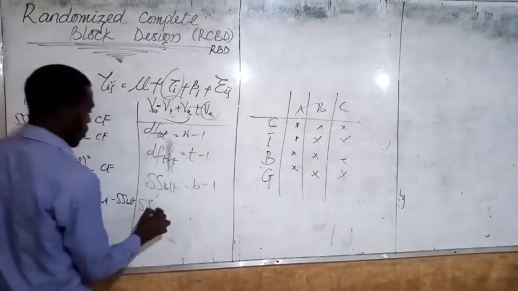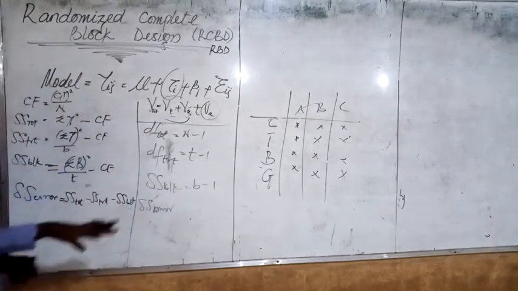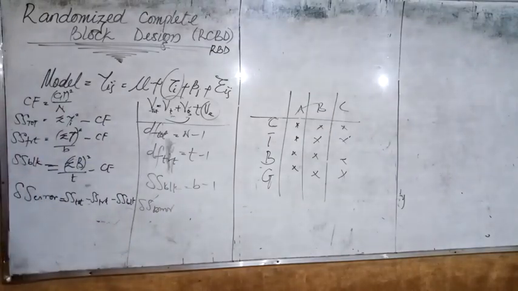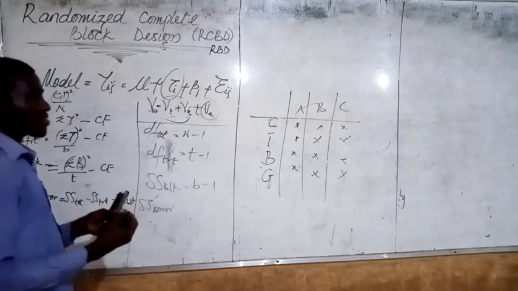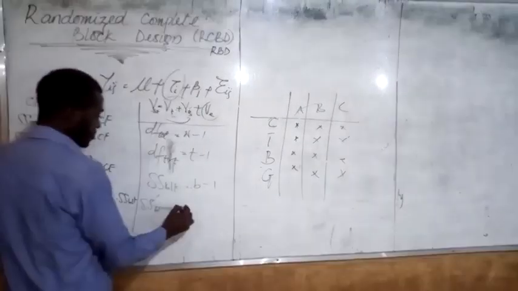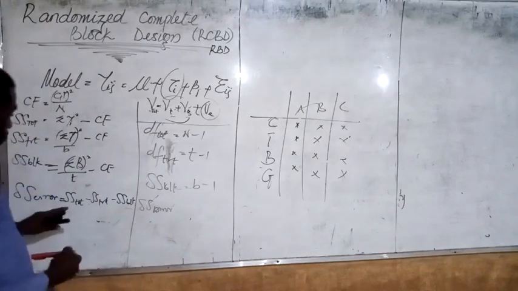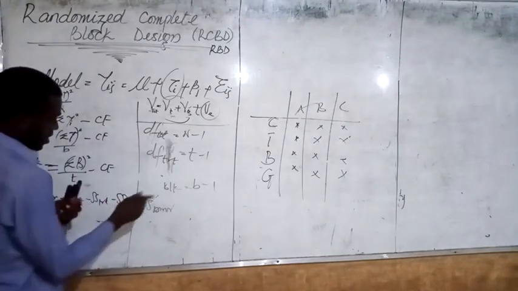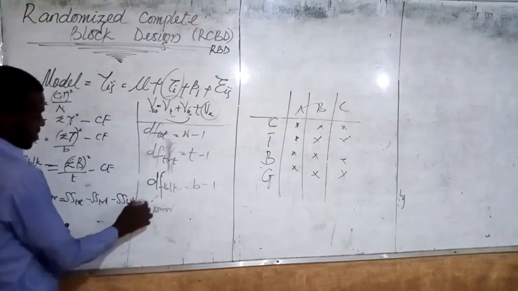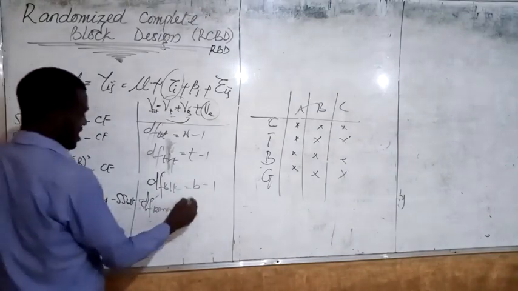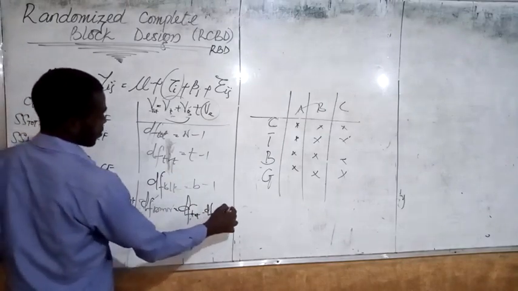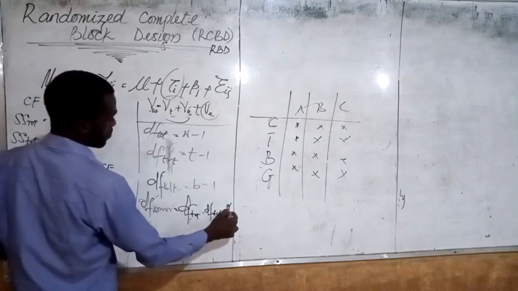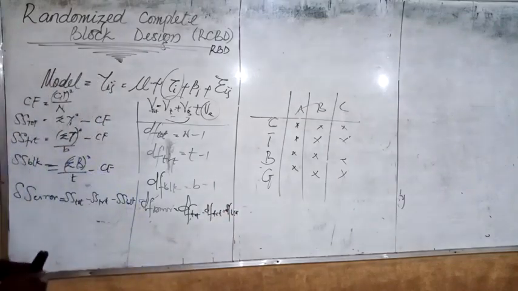Then the DF error is just the same order: total, treatment, block, error. Do you understand? For CRD, total, treatment, error. So it is not ambiguous, it is not complex, it's very simple, alright? Then the DF error is going to work the same way: DF total minus DF treatment minus DF block. Alright, so the same way we went about this.